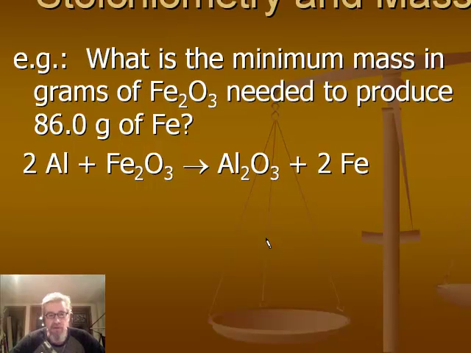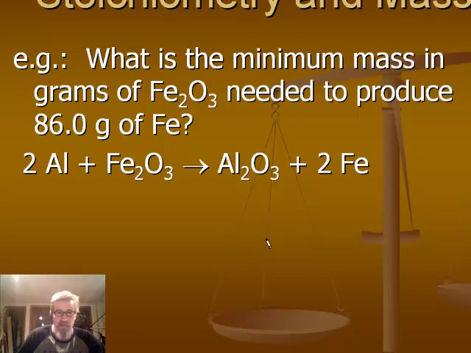Here's an example. This question is asking, what's the minimum mass in grams of Fe2O3 needed to produce 86 grams of iron? Now, this is fairly easy to do. We can set these up like we have set up these stoichiometry problems in the past, but we just have to introduce molar mass at the beginning and the end of the calculation to convert, first of all, mass into moles, and then moles back into mass.